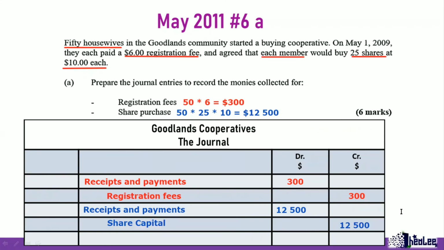And that's all for this question in looking at the journal entries for a cooperative society. So remember, we use the receipts and payments account because that is what they use instead of a cash account. Remember, it's a non-profit business, right? So therefore, they don't use a cash account. And the registration fee is a revenue there, so an increase in that would warrant a credit entry. The sale of the shares to the 50 members would cause an increase in the share capital account, and that is why the share capital account is credited, and the receipts and payments account is debited.